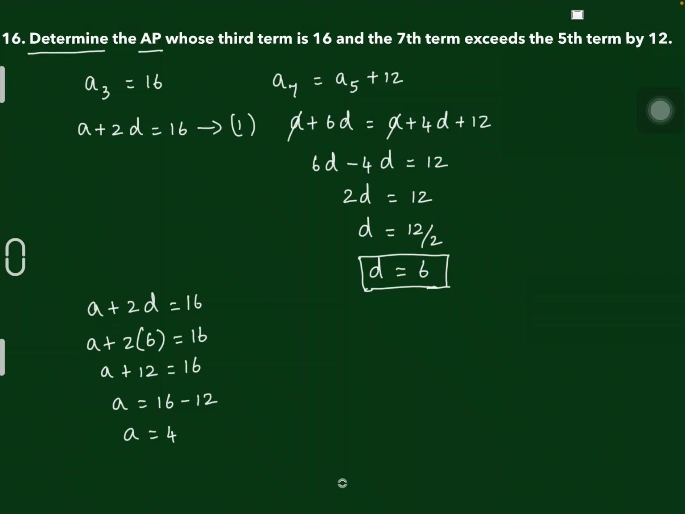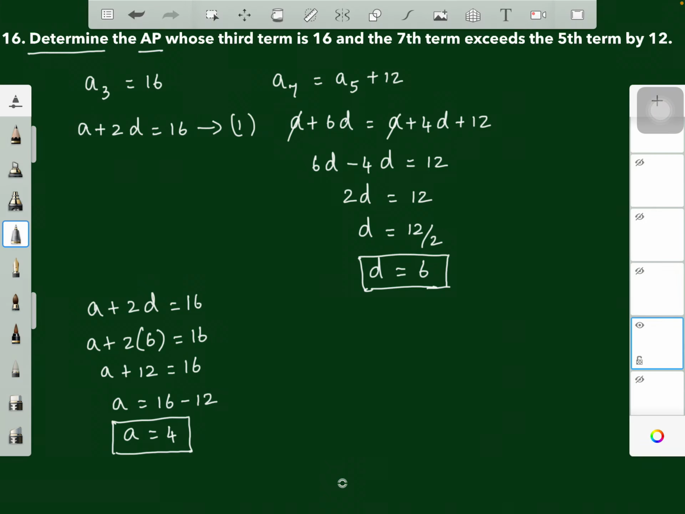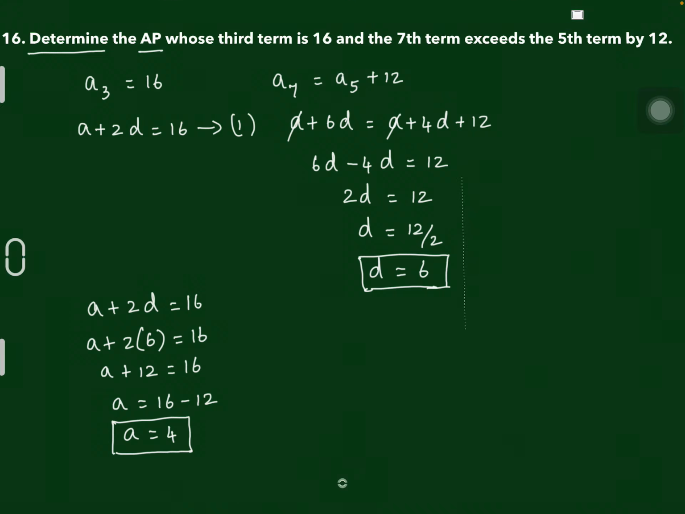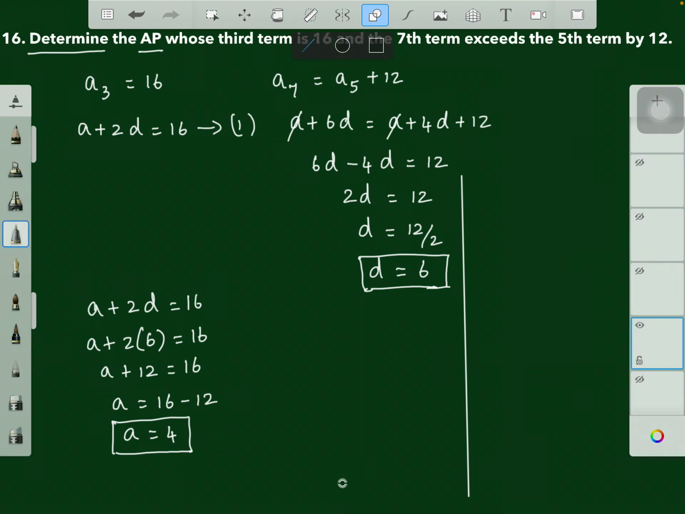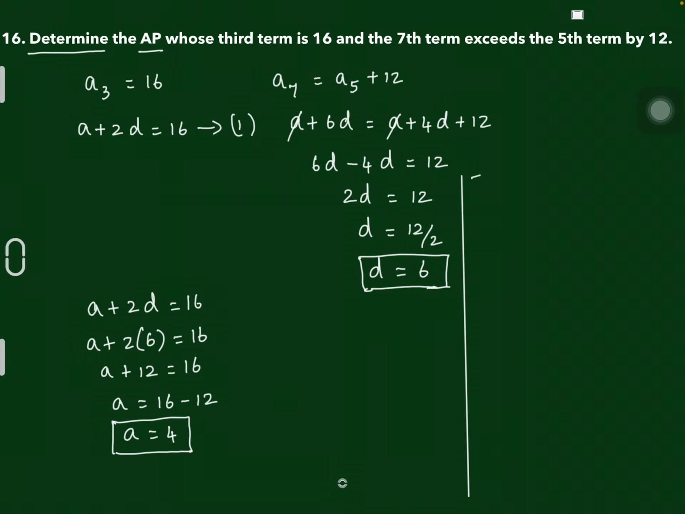So, what is the value of A? 4. What is the value of D? 6. So, you know A and D, you can form the AP now. So, how to form the AP? What is the general form of the AP? The AP is A, A plus D, A plus 2D, etc.